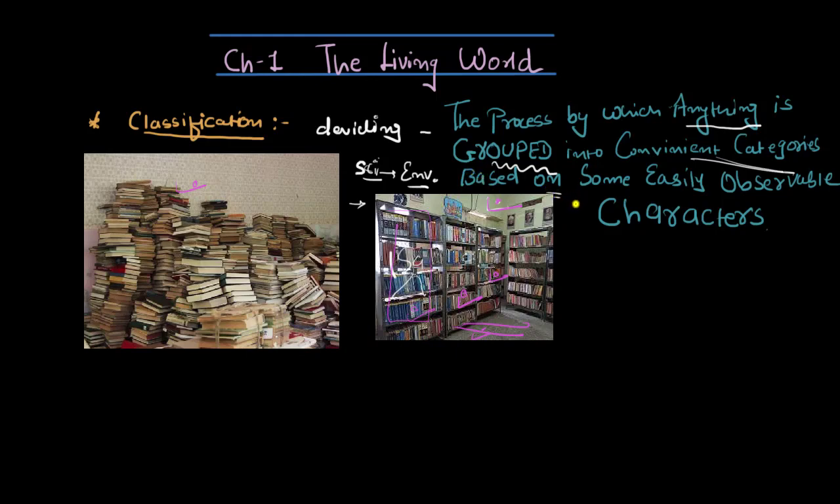Based on what? Based on some easily observable characters. Very important, this is the definition of classification. If someone asks you, you have to write this: it is a process by which anything is grouped into convenient categories based on some easily observable characters.